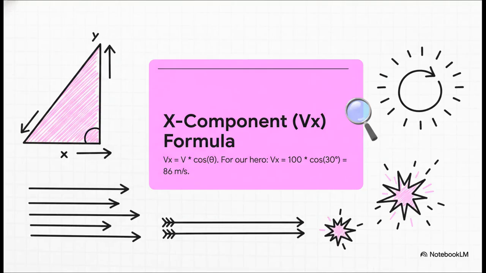That's exactly what we need right now. And the calculation itself is pretty simple. We just take the total velocity, 100, and we multiply it by the cosine of 30 degrees. Pop that in a calculator, and you get 86 meters per second. So there it is. That's the forward speed, the pure eastward part of the hero's motion.